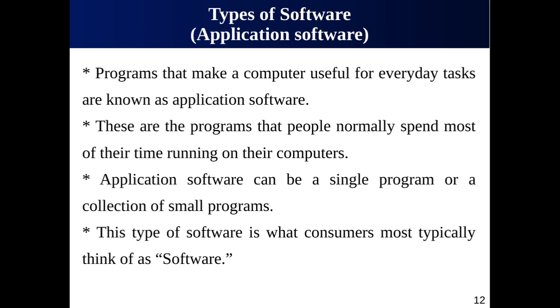Then the second large category of computer software is called the application software. These are the software which make our computer useful for everyday tasks. These are the programs that people normally use, and people normally spend a lot of their time running on their computers while they are working on something special, so they will actually require the use of application software. So it is intended to perform certain tasks by these application software. It could be a single program, or it could be a collection of small programs, and typically they are termed as computer software. Microsoft Word, which is a word processing software, is an example of application software.